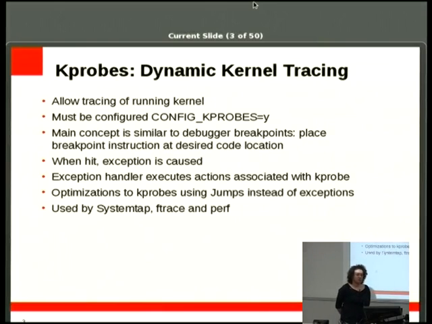There are some optimizations that have been done during the years that Kprobes have been in the kernel to allow jumps instead of exceptions. So basically, the path has been made as efficient as possible so far. These are used, as I said, by systemtap, by Ftrace and Perf, and the other tools mostly support those two.